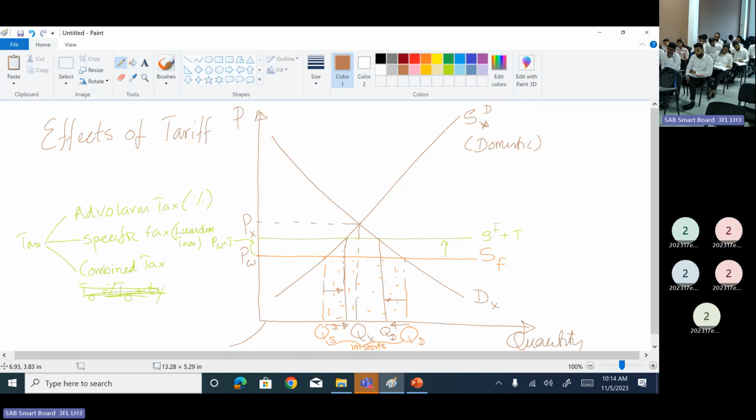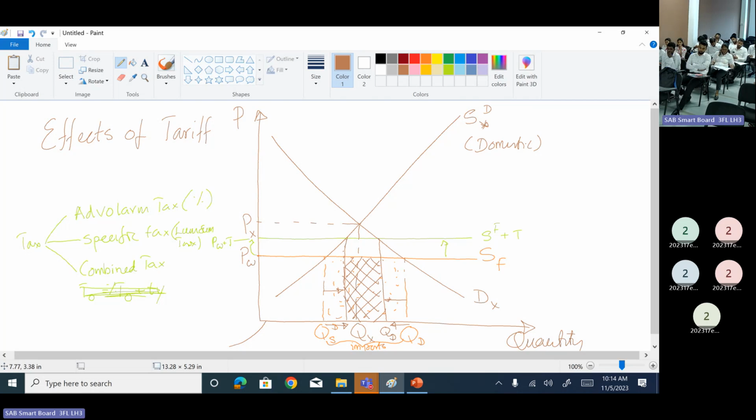Now what happens? How much is the import? This area is the import, no? Earlier we imported QS minus QD, that area was the import, right? Now what happens? It decreases. There is a reduction in import, no? Due to the tariff, import is discouraged, import is restricted, no?